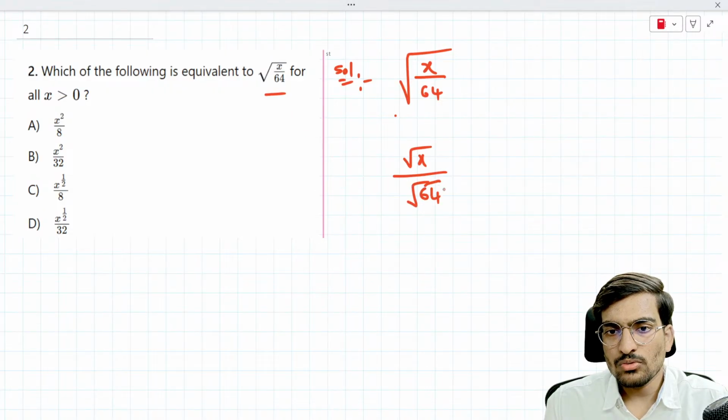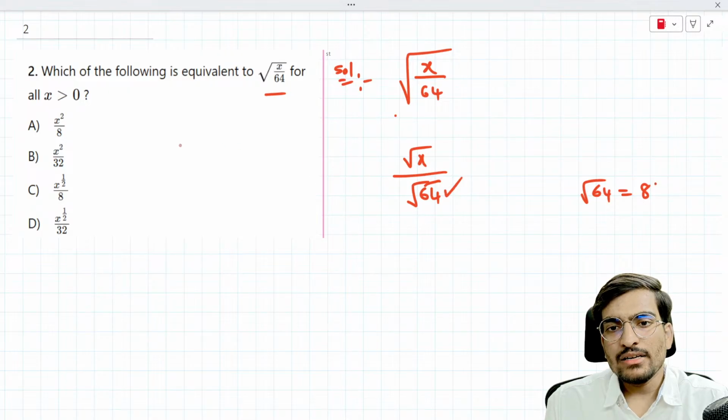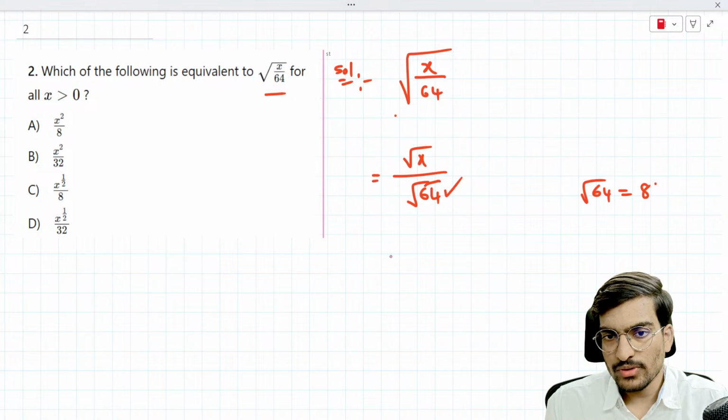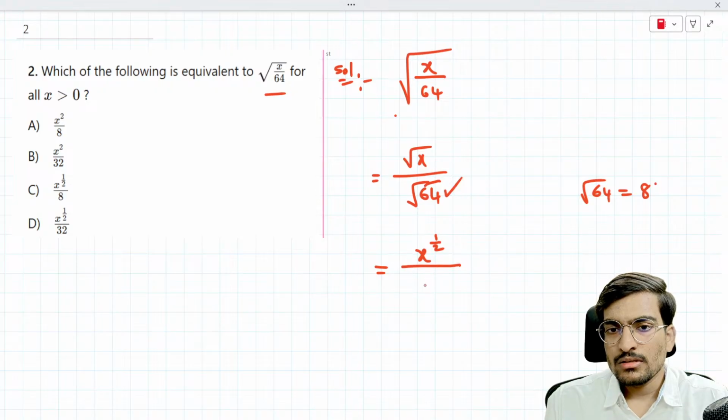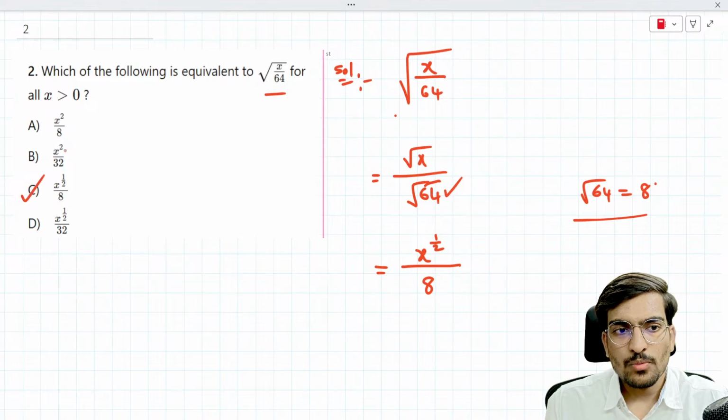And we know that root 64 is 8. Root 64 value is 8, and there is no square root, so we have to get rid of the square root for x. So what we can do, we can also write x raised to the power of 1 by 2 divided by root 64, which is 8. So that's going to be option C.